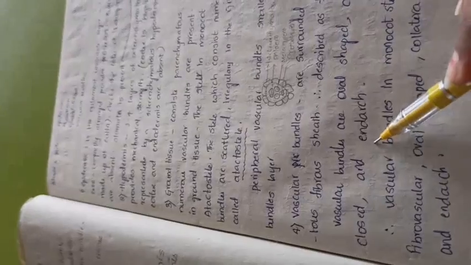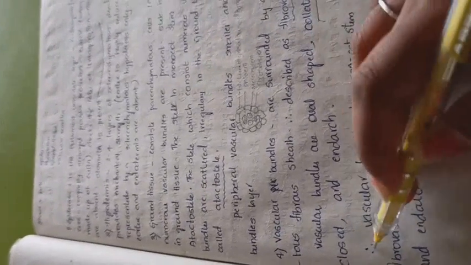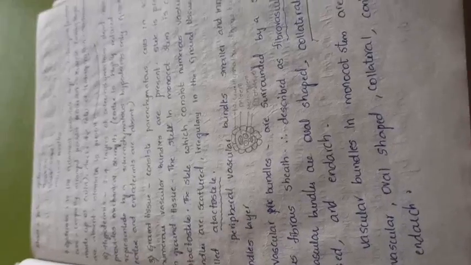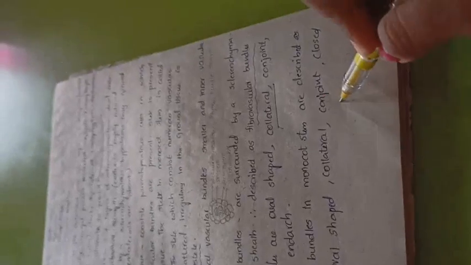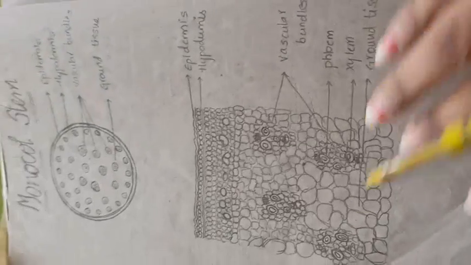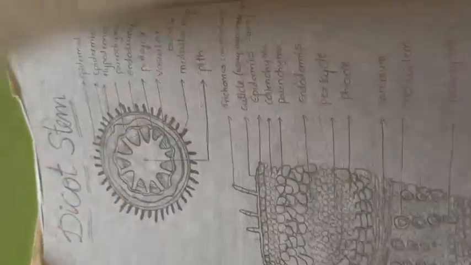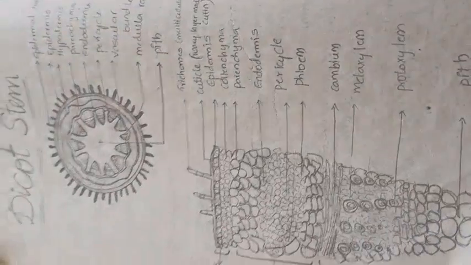Because the cambium is absent, these are said to be closed in condition. And vascular bundles in monocot stem are described as fibrovascular, oval shaped, collateral, conjoined, closed, and endarch in position. So this is all about the monocot stem as well as the dicot stem.